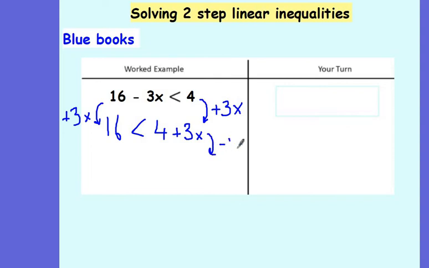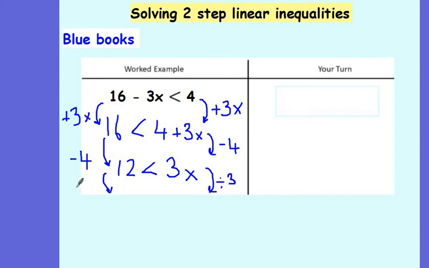If I subtract 4 from both sides, I get 12 is less than 3x. I can then divide by 3, which gives me 4. So this inequality means that x is greater than but not equal to 4.